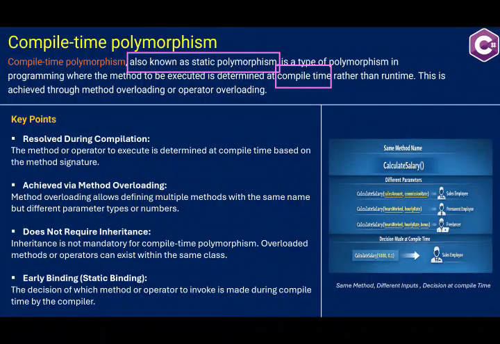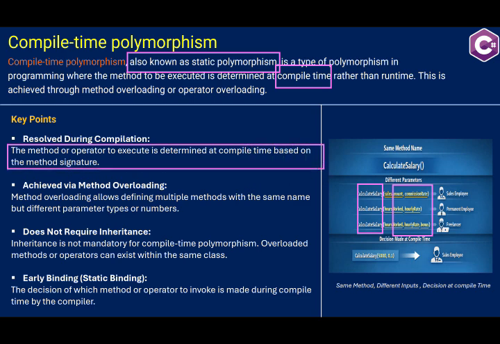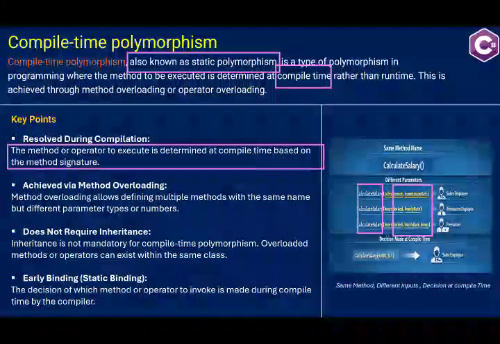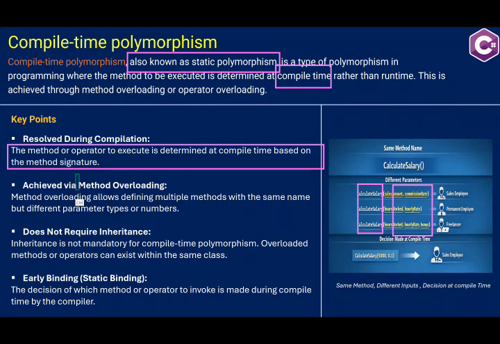We will discuss method overloading concepts in the next video. The main key point of compile time polymorphism here is that the method name is the same and the parameters will be different. So that is compile time polymorphism, or static polymorphism. The method or operator to execute is determined at compile time based on the method signature. Generally, we achieve this by using method overloading.